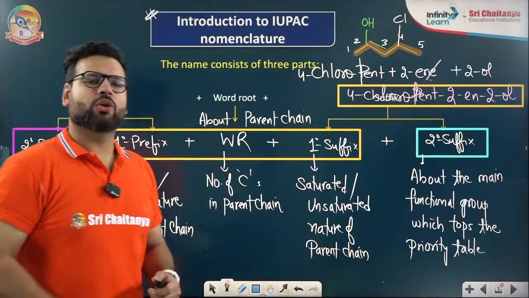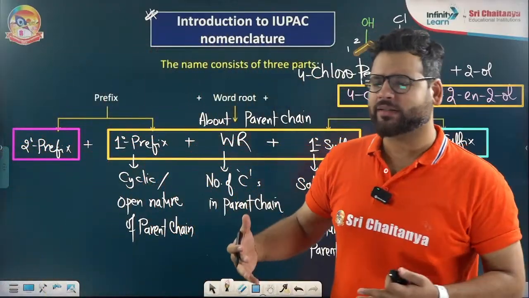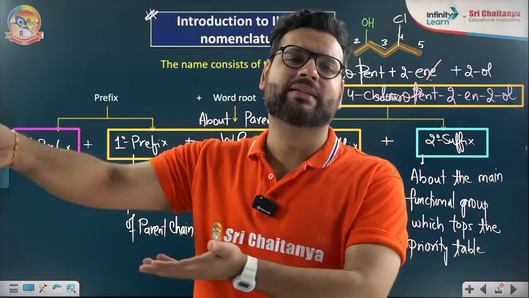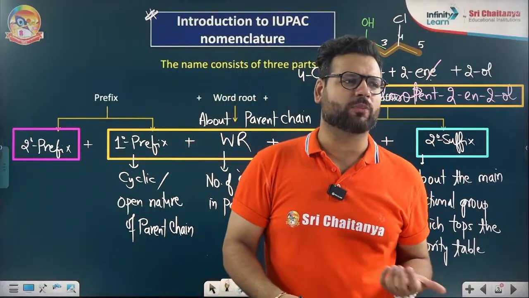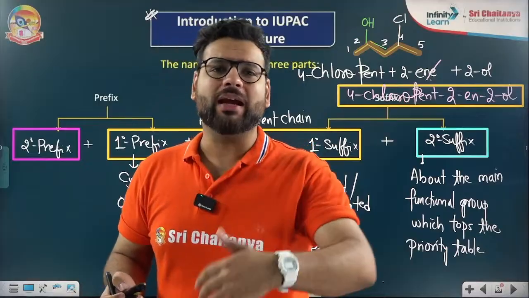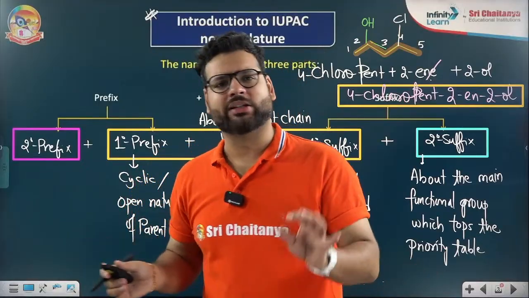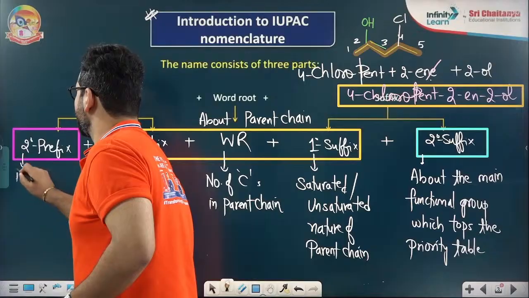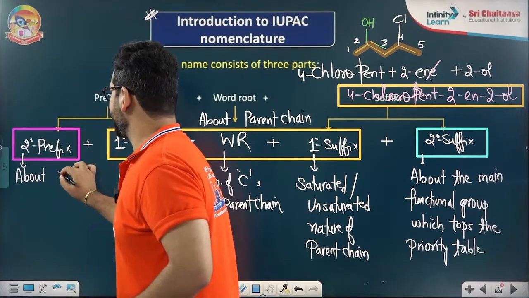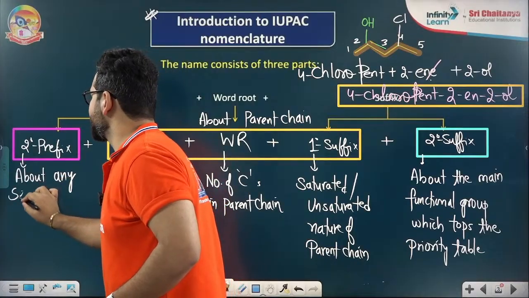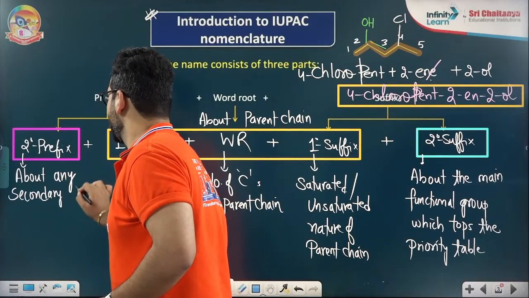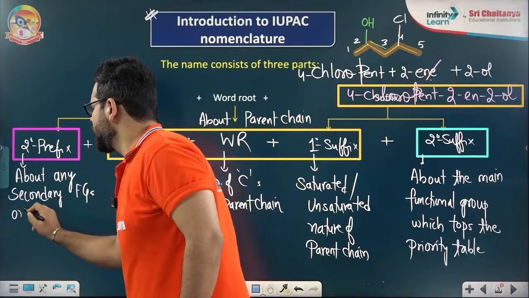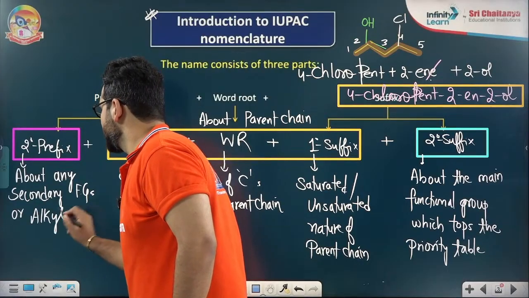So now what is going to be the secondary prefix? It will tell you about the location and presence of side substituents, which could be other functional groups that could not top the priority table, or which could be alkyl chains. All the alkyl chains, you'll be able to name them very soon. So let's write about the secondary prefix. It talks about any secondary functional groups, or alkyl substituents.